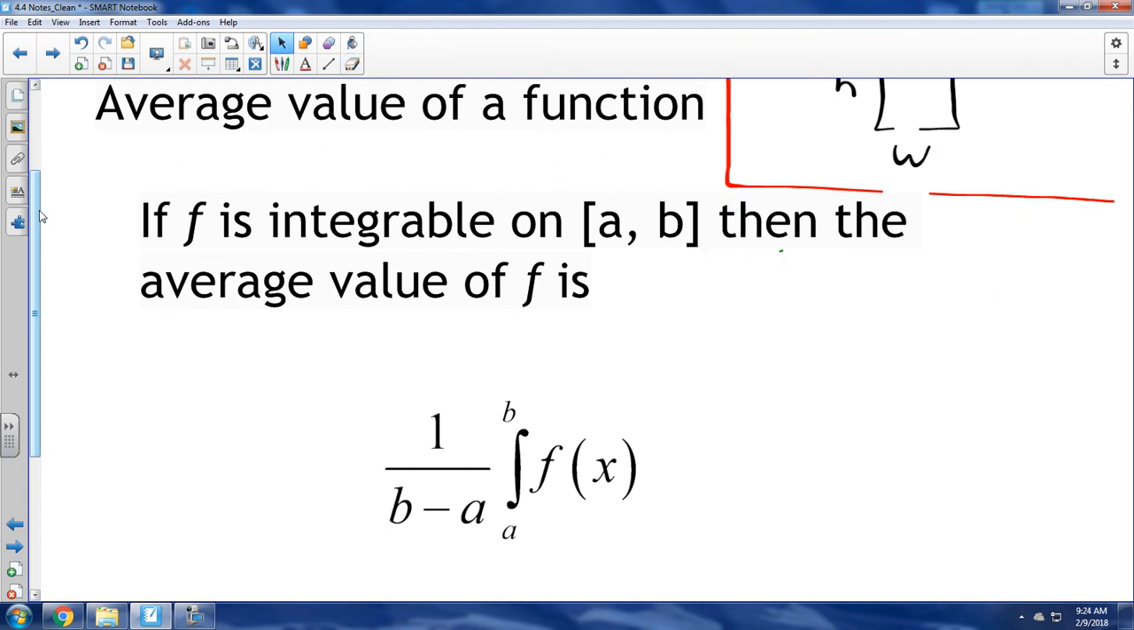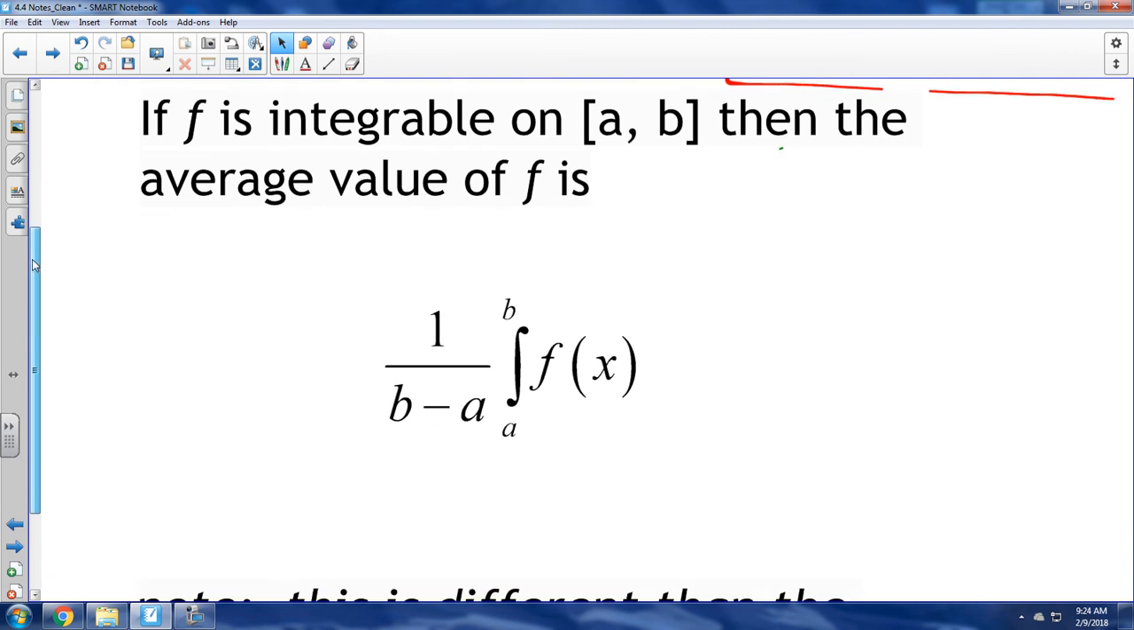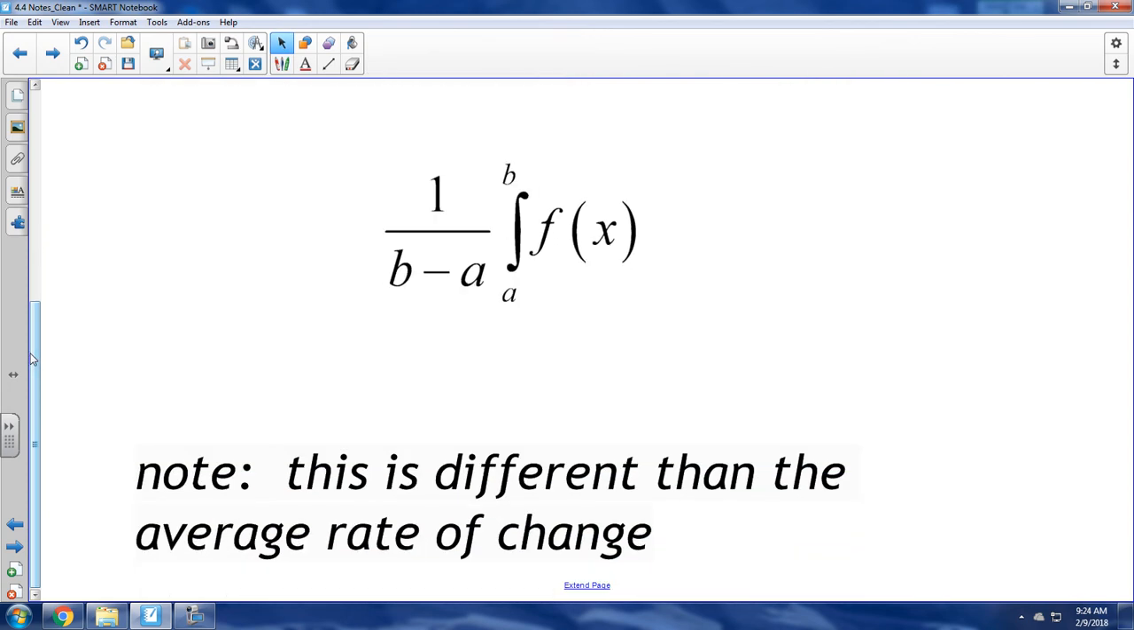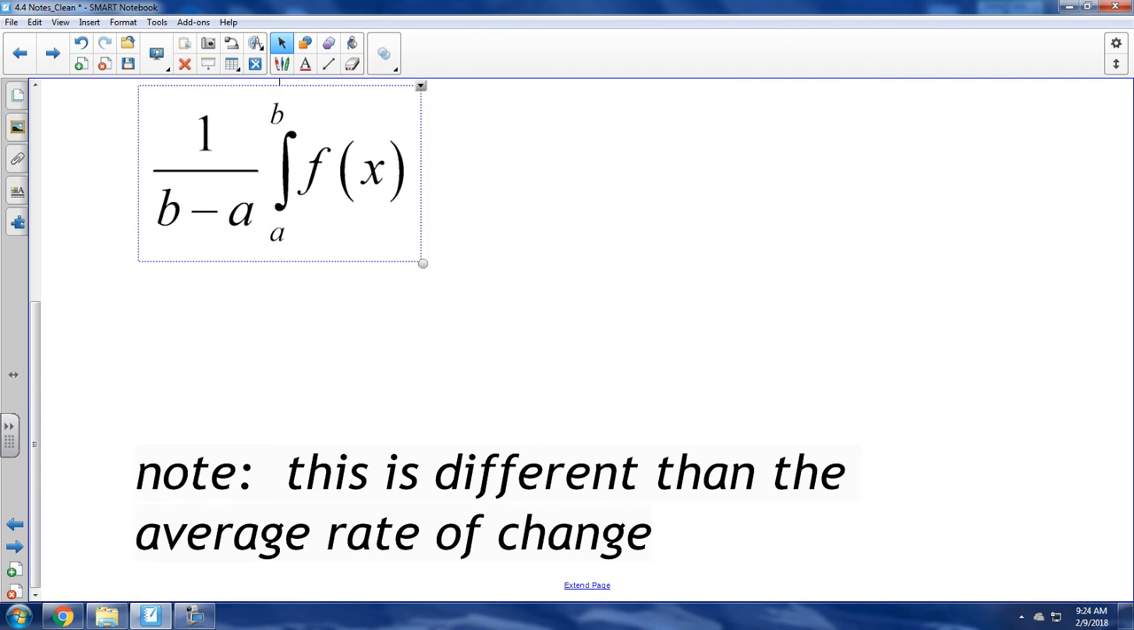How do you do that? Well, if you can integrate something from A to B, if it's possible, then the average value of that function is going to be this right here. And let me explain a little bit more about what this means.